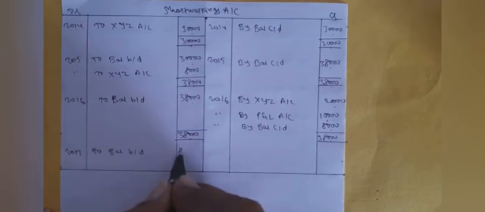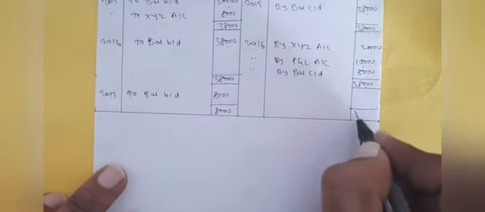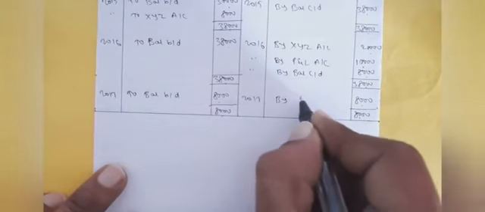How much is it? 8,000. See, in 2017 there is no short workings. So whatever balance is there, it should be transferred to P&L account. So 2017 by balance carried down.